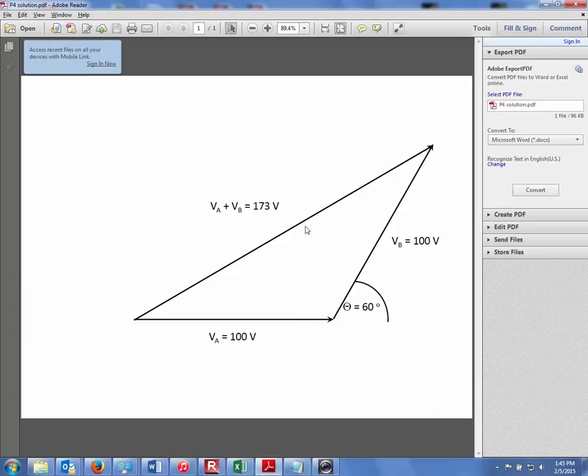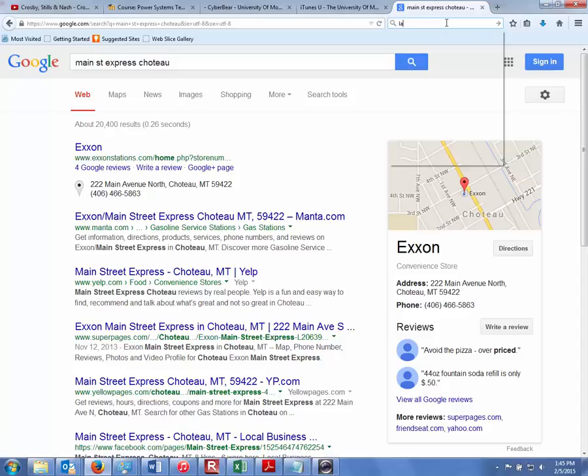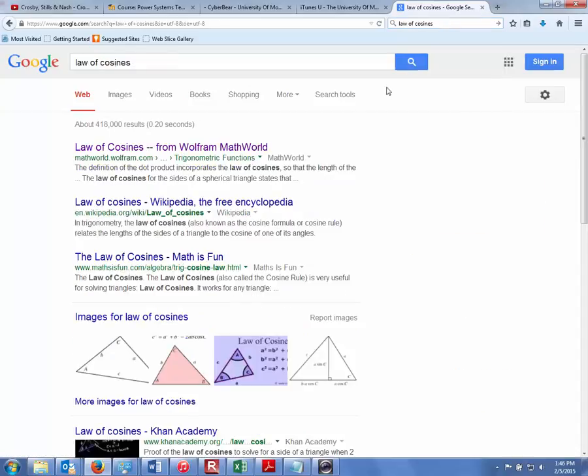So what I'm doing on the spreadsheet is just a fancy version of Pythagorean's theorem. And the fancy version of Pythagorean's theorem is called the law of cosines. So let's just go look that up. Law of cosines. Easy enough to do online.